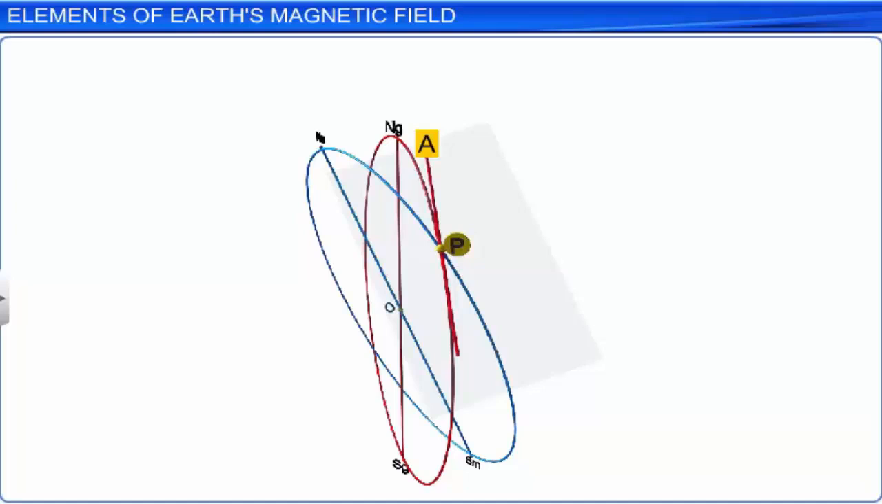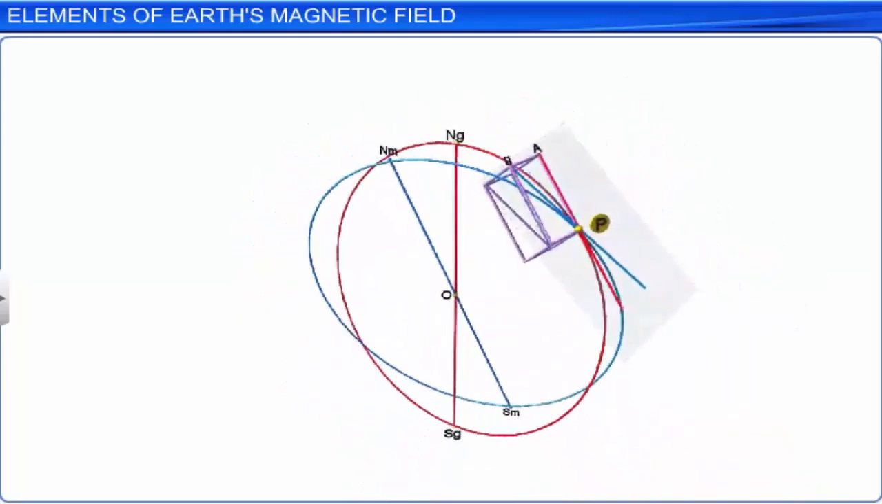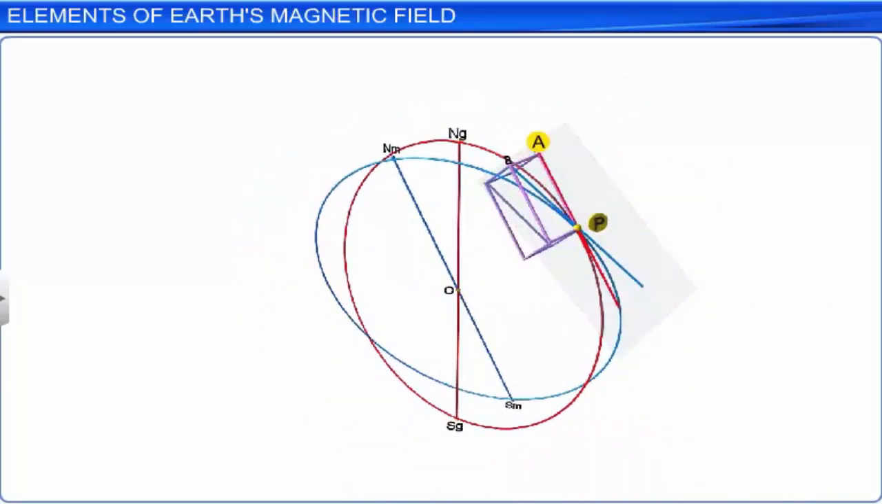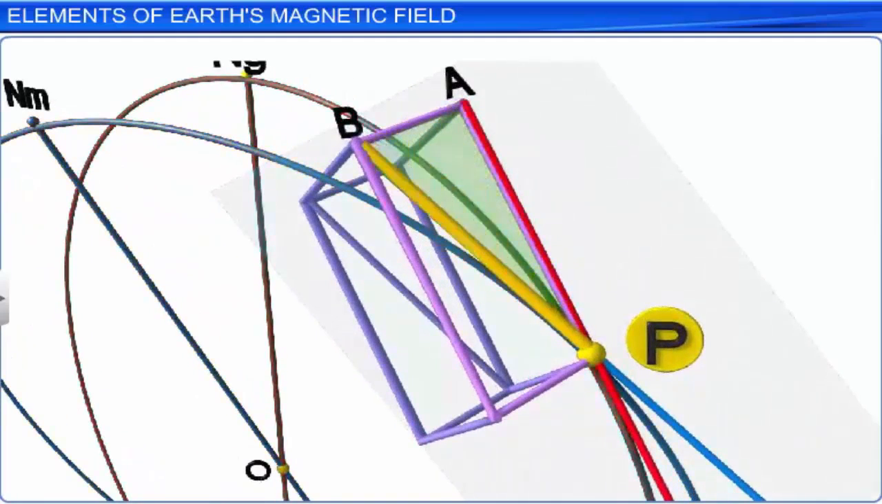Draw a tangent PB to the magnetic meridian circle at point P. PB also lies on the tangent plane, but represents the magnetic north-south direction. Construct a parallelepiped passing through P, A and B. Rotate the line PA in the tangent plane such that it touches the parallelepiped at B. This angle of rotation is the angle of declination D at the point P.